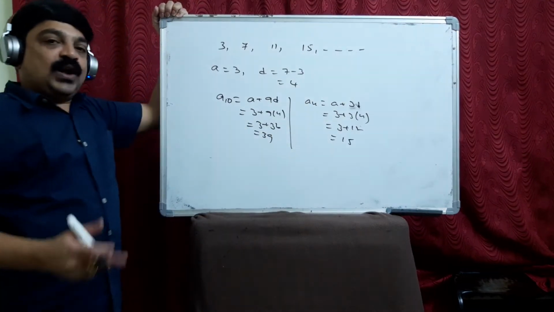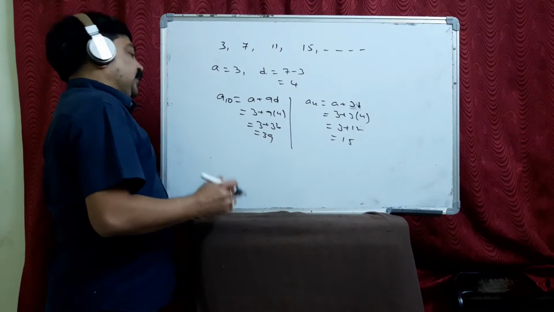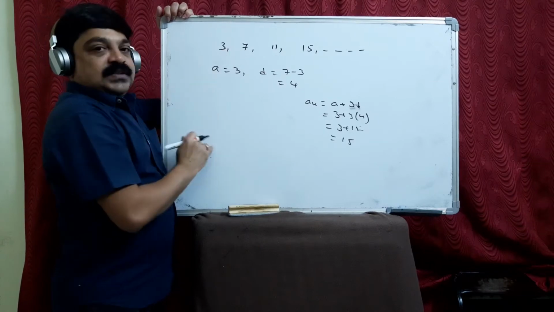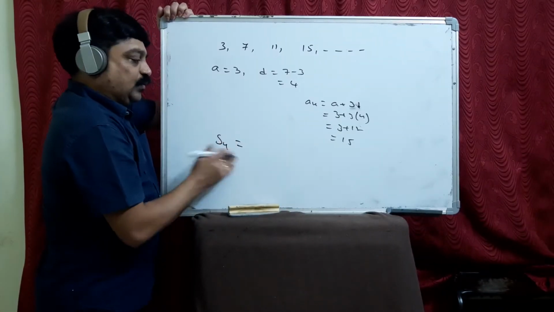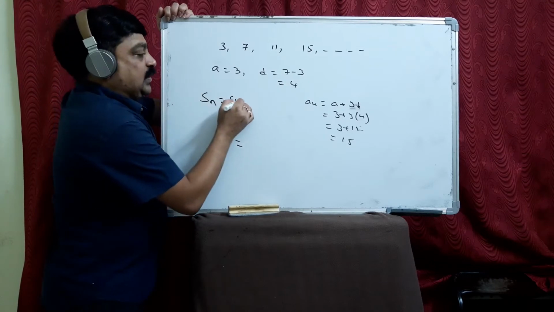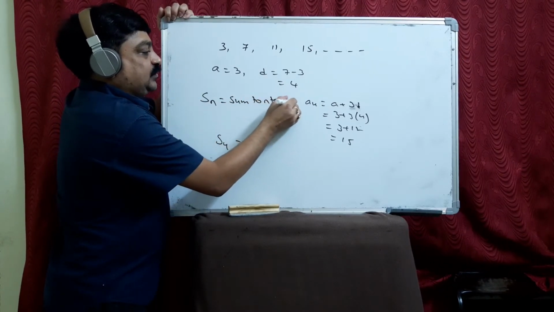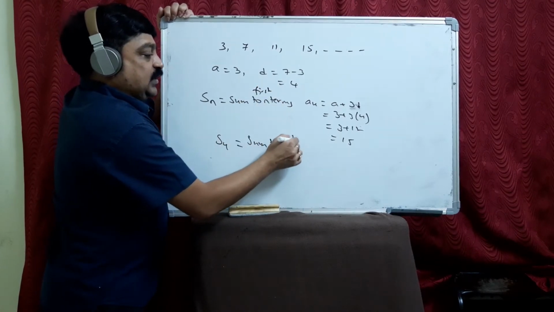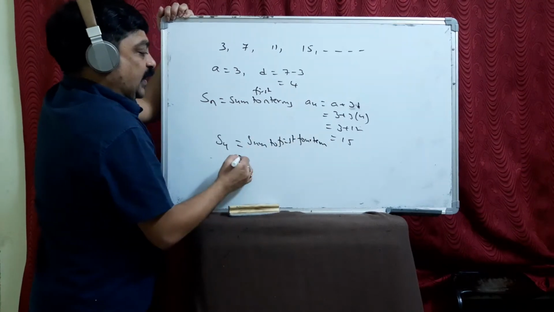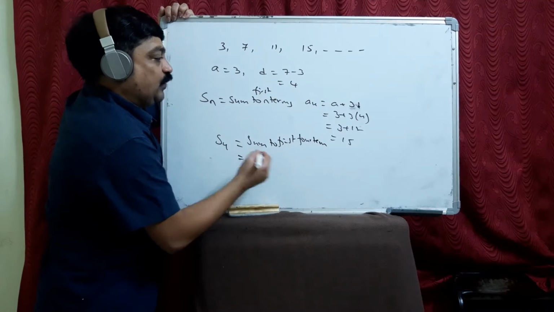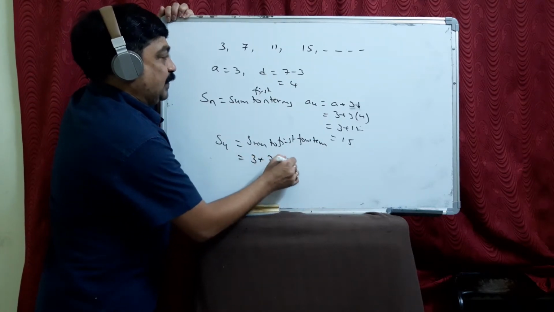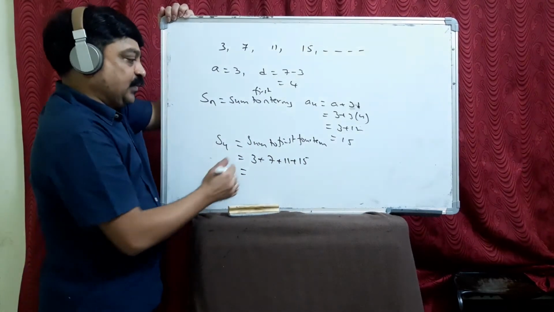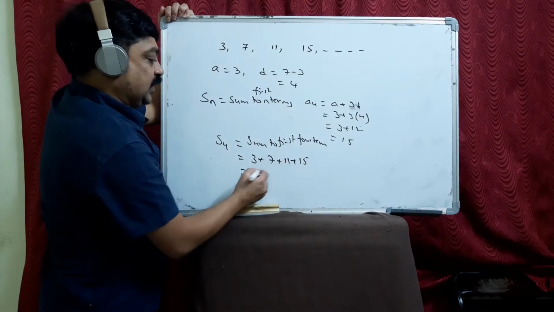We got this. Now, the sum to n terms. Suppose this is the 4th term, this is the 3rd term, this is the 1st term. If I want the sum to 4 terms, S4, we denote it Sn, the sum to n terms. This is the sum of the first n terms, that is important. To find the sum of the first 4 terms, we have to do 3 plus 7 plus 11 plus 15. First let us check: this becomes 10, 21, 36.